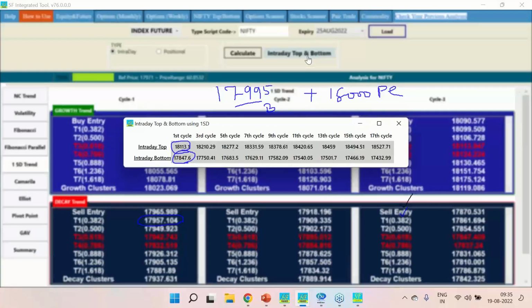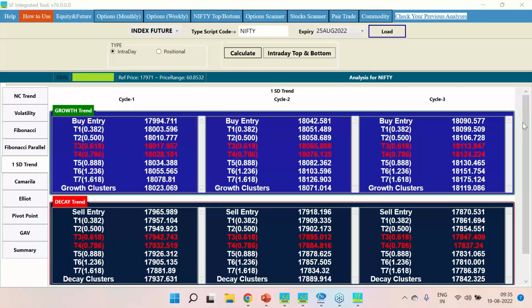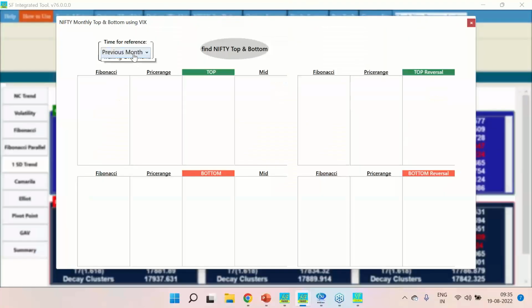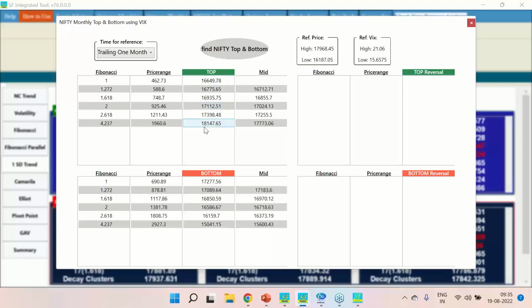So for that reason only this top and bottom is important. And once the first top gives a crossover during any volatile day, then the fifth and seventh top is also a possibility. So these two things are very important. And Nifty top and bottom, monthly top and bottom has changed. As I said in the last session, Nifty has made some high, and based on that, now the top and bottom has changed.